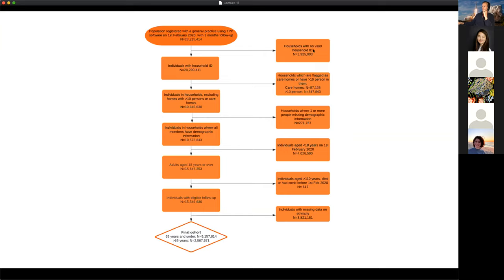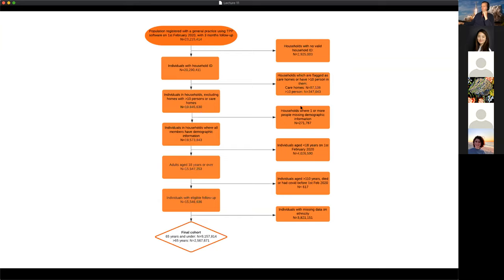You start shunting people off because they don't meet study criteria. So no valid household ID probably means you can't track them down. Then individuals with household IDs. Then you exclude unusually large groups of people, households which are flagged as care homes or have more than 10 persons in them. Right, so this is deemed unrepresentative, too large. Individuals and households excluding homes with greater than 10 persons or care homes, just under 20 million.